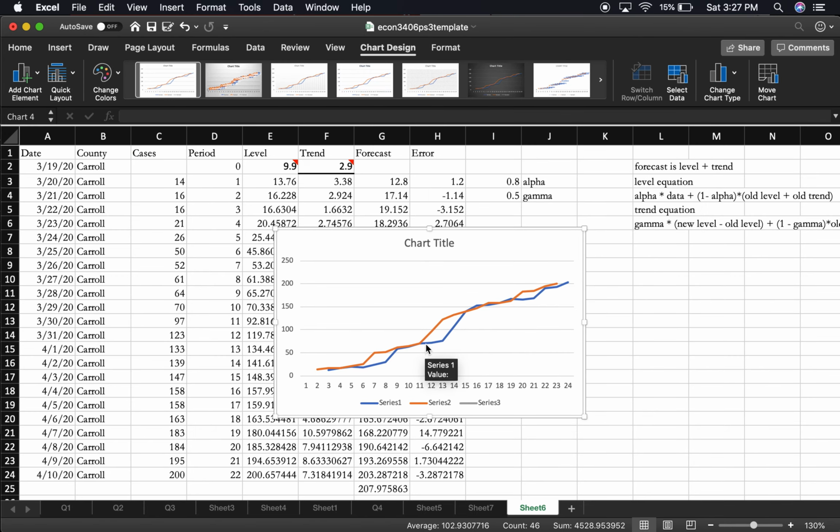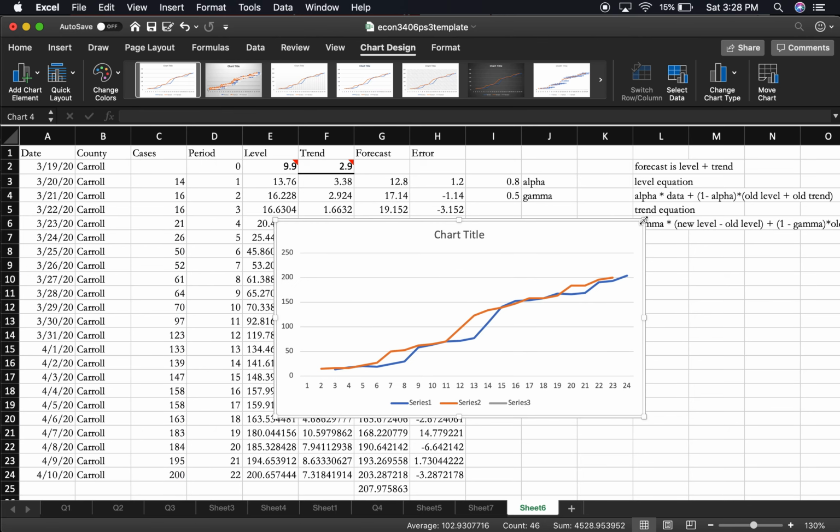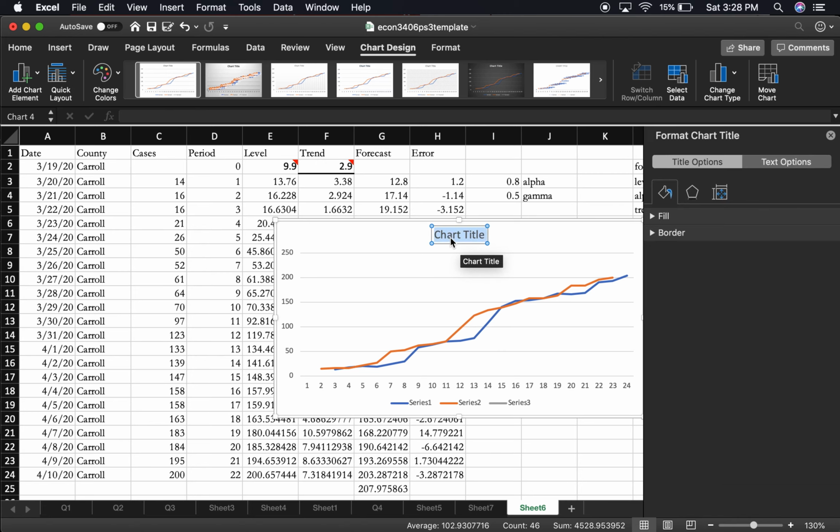You can see that if you take a look at the orange and the blue, this is the data. That's the orange line. The blue is the forecast, and you can see that the double exponential smoothing model has forecasted these cases rather well. The blue line is pretty close to the orange line. Okay, we could clean up the graph a little bit if we wanted to. We could call it Carroll County COVID-19 predictions.